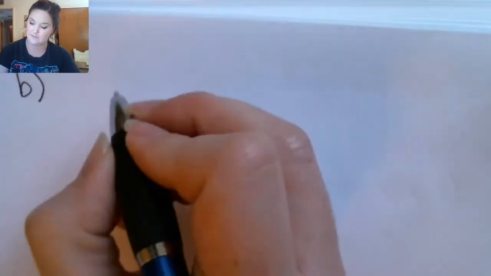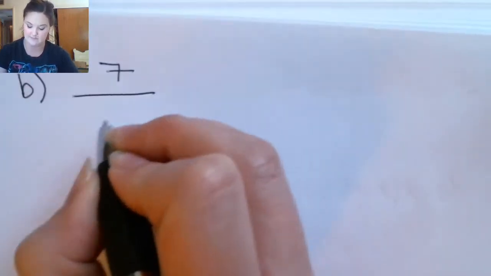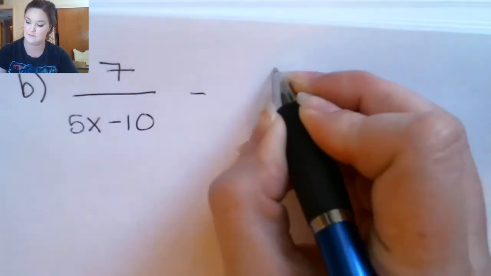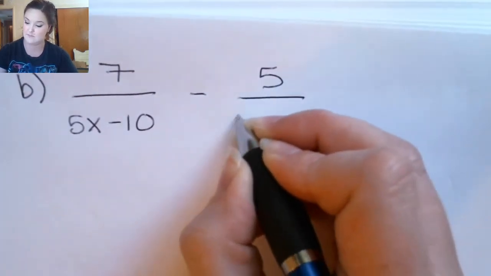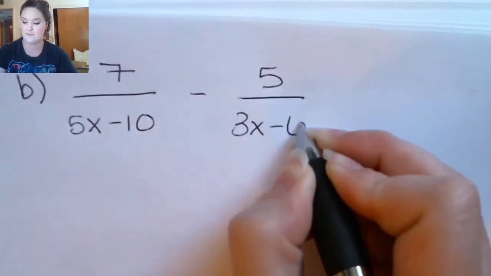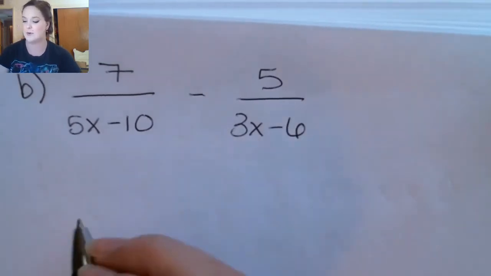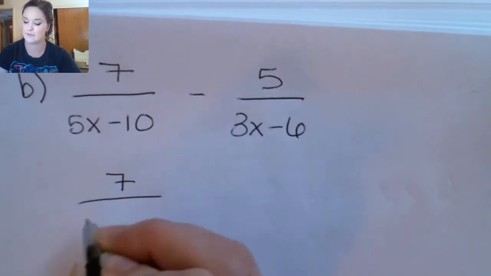All right, let's look at some more examples. Okay, so in order to find the LCD, I'm going to factor both of these denominators.